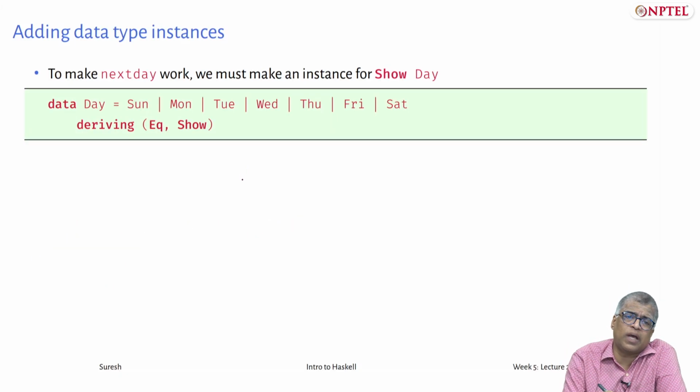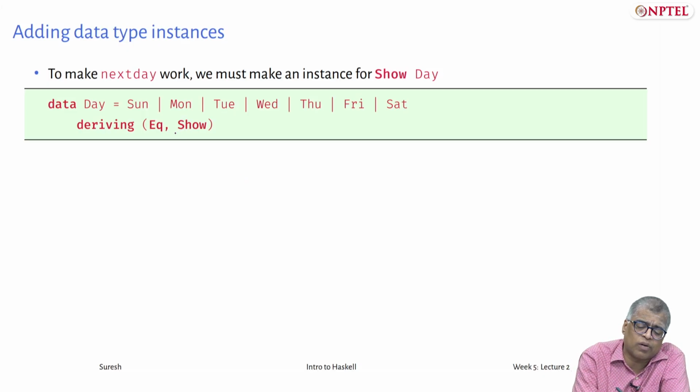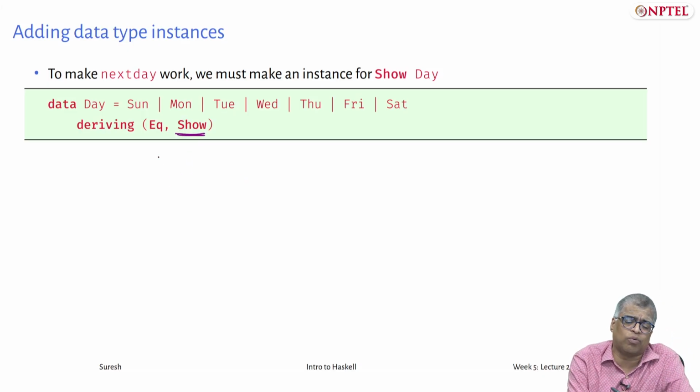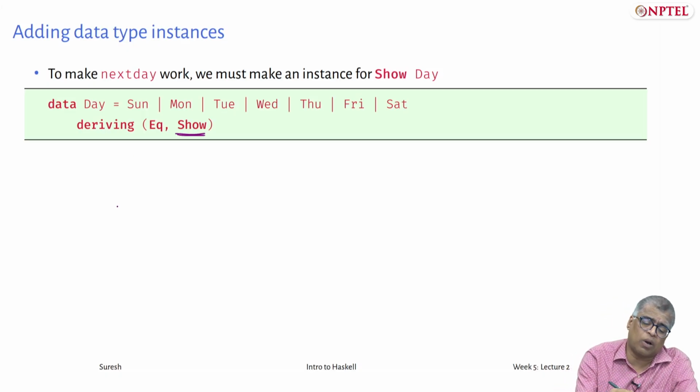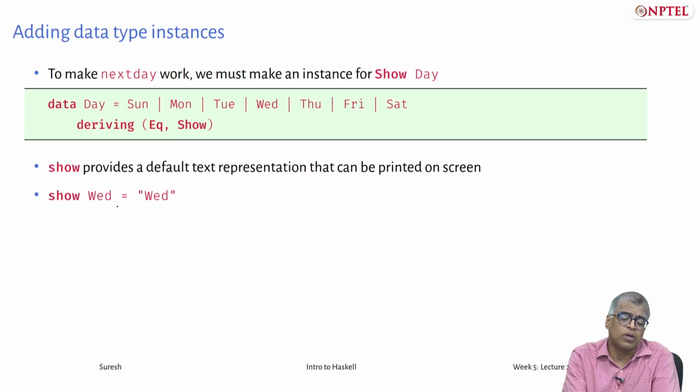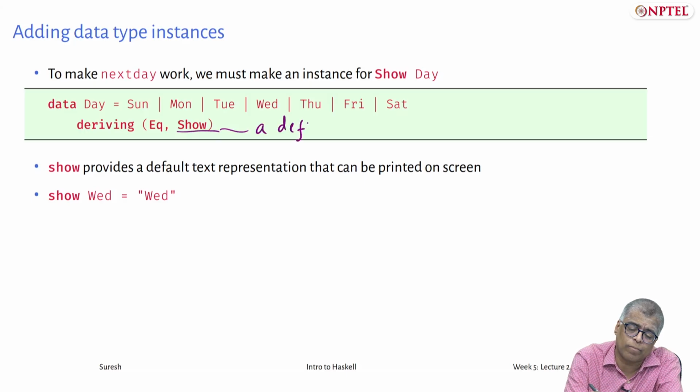And to make the next day function work in GHCi, you have to make it part of the Show type class as well. Typically when you create any new data type of your own, you will make it part of Eq and Show by saying deriving, and within parentheses, Eq comma Show. You can list a lot of type classes here. So I am making Day part of both Eq and Show. But how does Show work? There is also a default implementation of the small s show function.